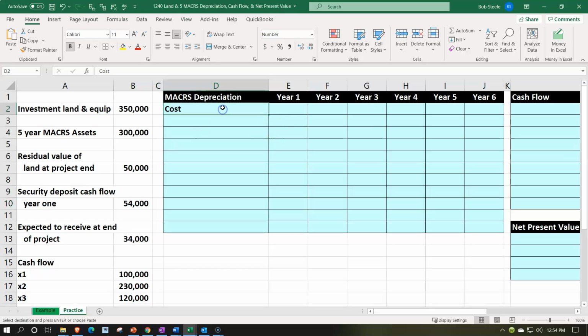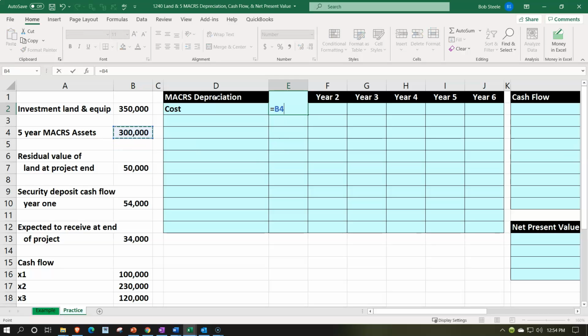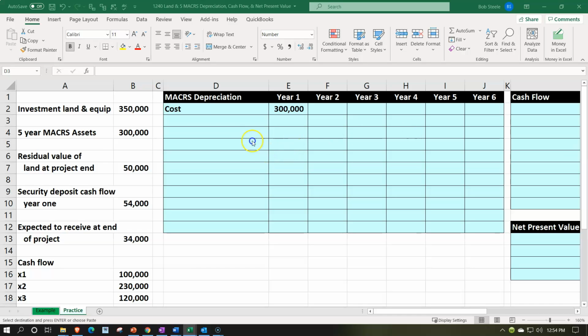So we're going to say the cost then of this depreciable part of the stuff we're doing here is that $300,000. So the $300,000, and I'm going to say the number of years that it's going to be depreciated is 5 year.